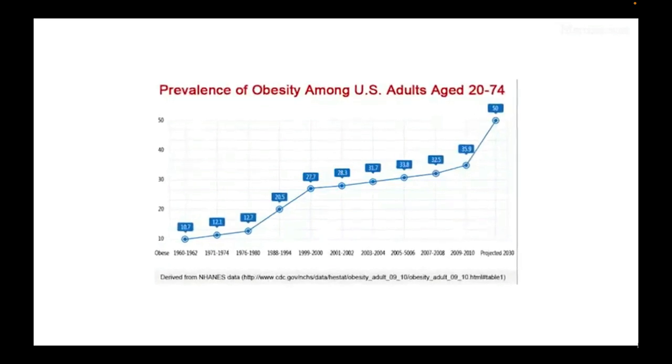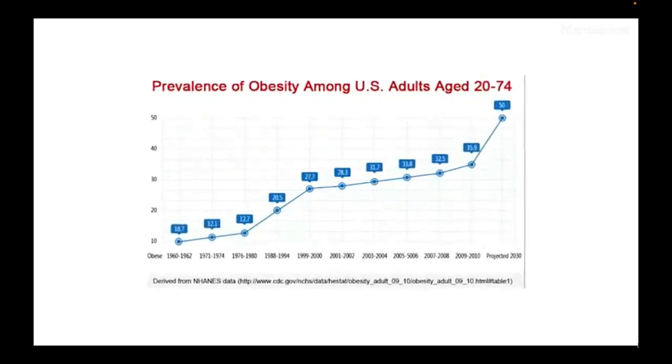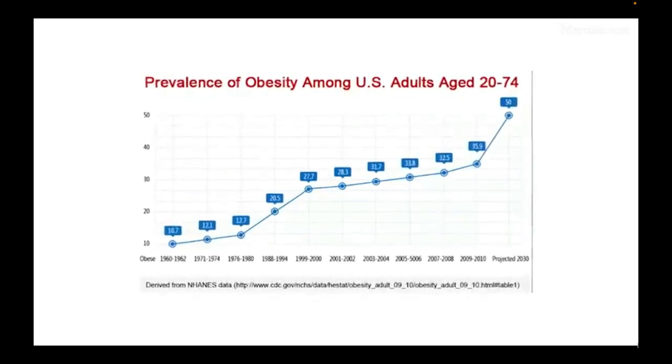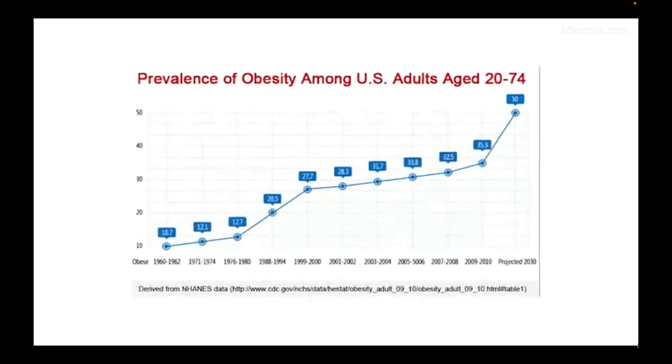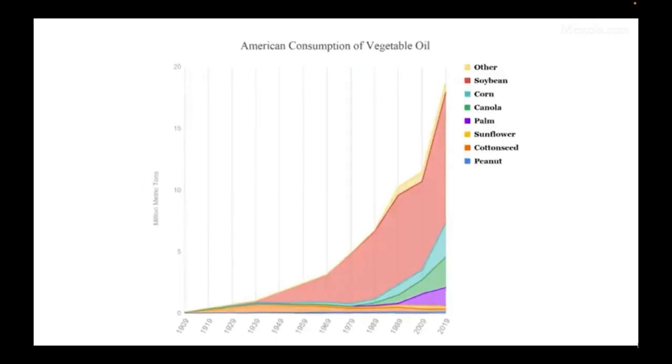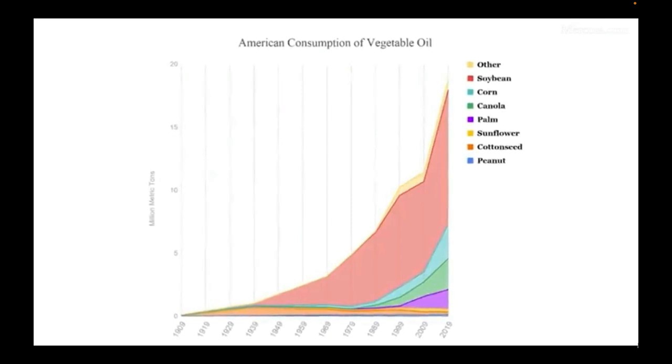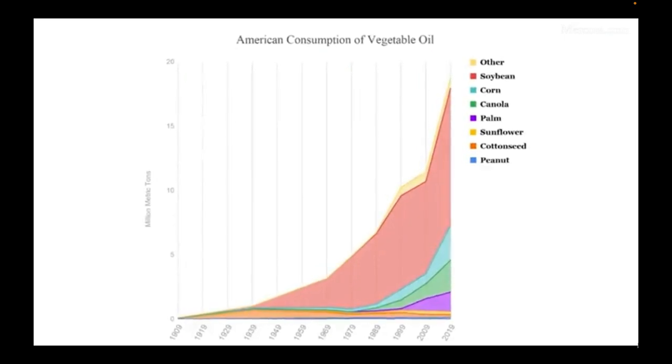As you can see from the graph, the obesity epidemic is not new. It's been around for quite a while. It actually began in the early 20th century as seed oils entered the food supply and gradually displaced natural animal fats.